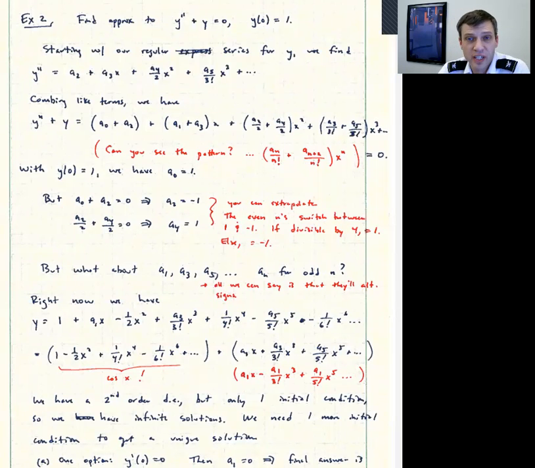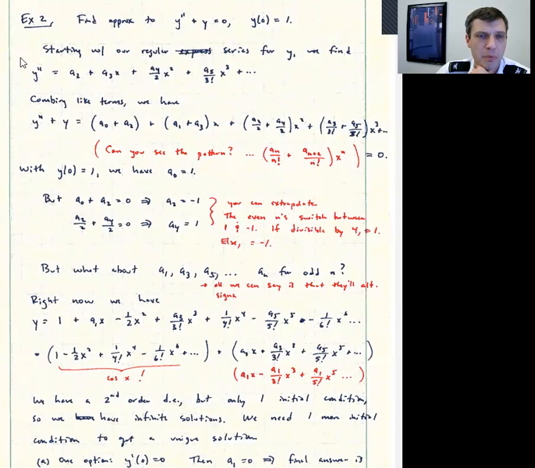Okay, so now we're going to do the second example in part 2 of solving differential equations using series of functions. So here's our example. Find an approximation to y double prime plus y equals 0. So the second derivative plus the original function add together to get 0, where the initial condition is that at 0, the function is 1. All right, so we'll start with a regular series for y.